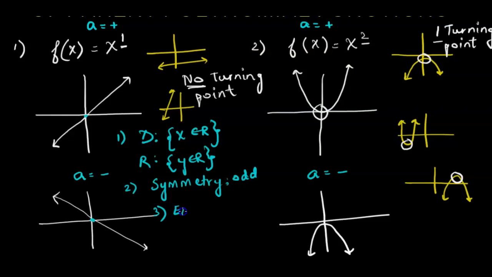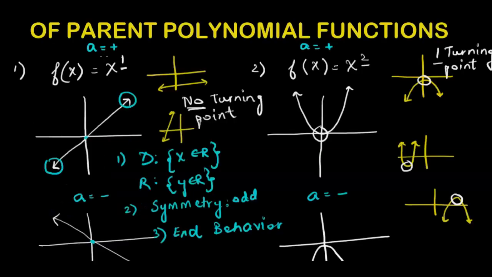Next is very important: end behavior. For writing the end behavior, we have to look at the ends of the graph. We notice here that when a, the leading coefficient, is positive, the ends of the graph are pointing in the first and third quadrants. What do we mean by first and third quadrant? Whenever we make cardinal axes, this is quadrant 1, this is quadrant 2, this is quadrant 3, and this is quadrant 4. So here, quadrant 1 and quadrant 3 are where we see the ends of the graph.